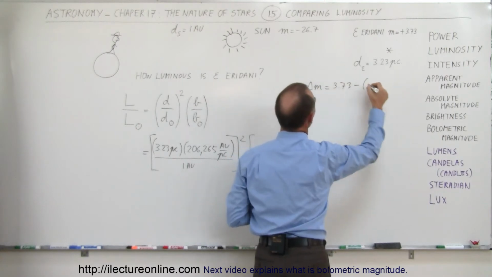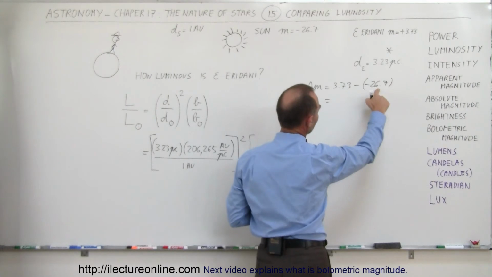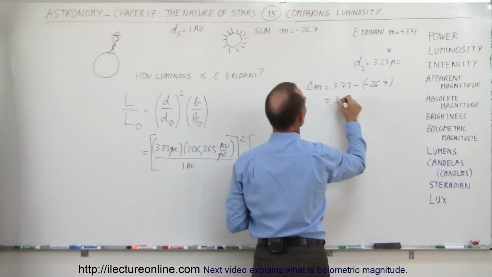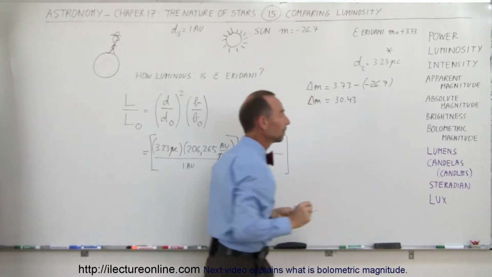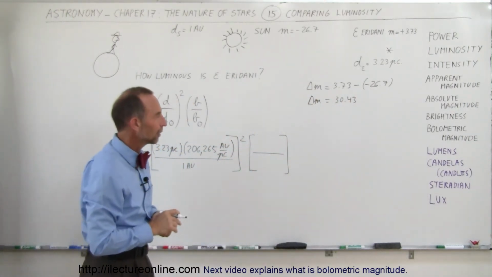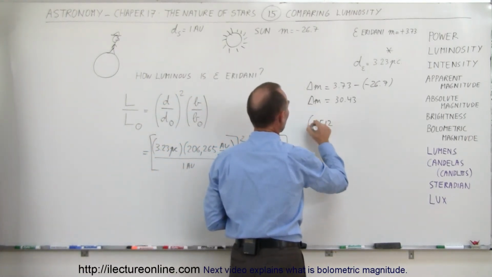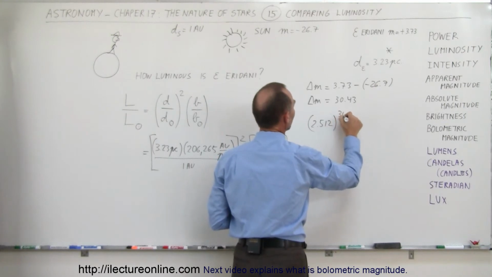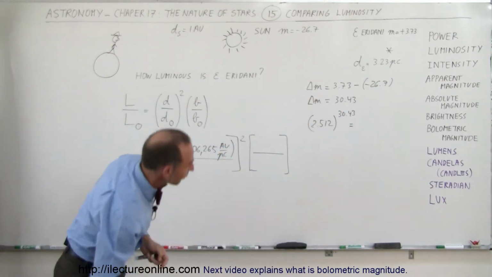3.73 minus -26.7. So when we add that together, that's 30.43 magnitudes. That's the difference in magnitudes, at least the apparent magnitude. And then we take the number 2.512 and we raise that to the 30.43 power. When we do that, we get the following result.